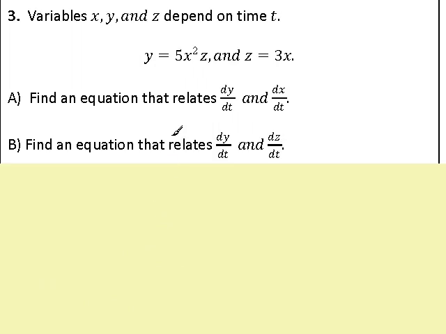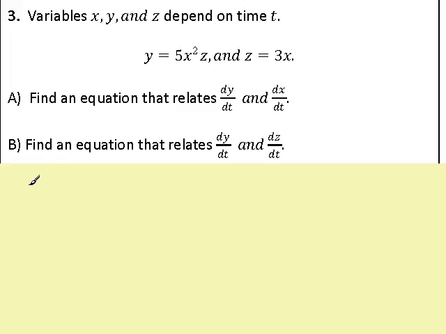In this exercise, we're just going to practice working with an equation that involves 3 variables. So here we have y, x, and z. And we also have a side relationship, z is equal to 3x. So in part A, we're asked to find an equation that relates dy/dt and dx/dt. So we want to first eliminate the variable that we're not interested in, and that would be z, because z is not mentioned here.